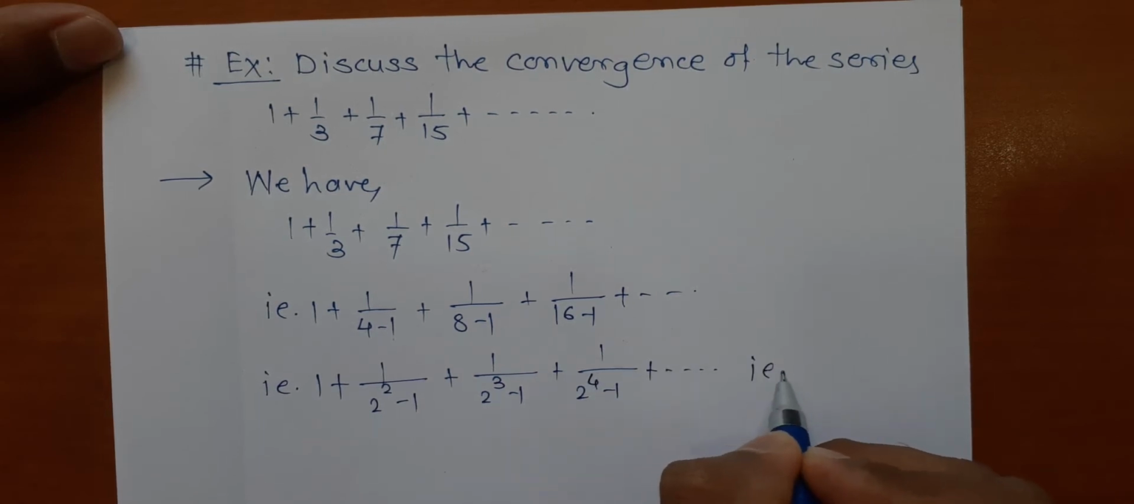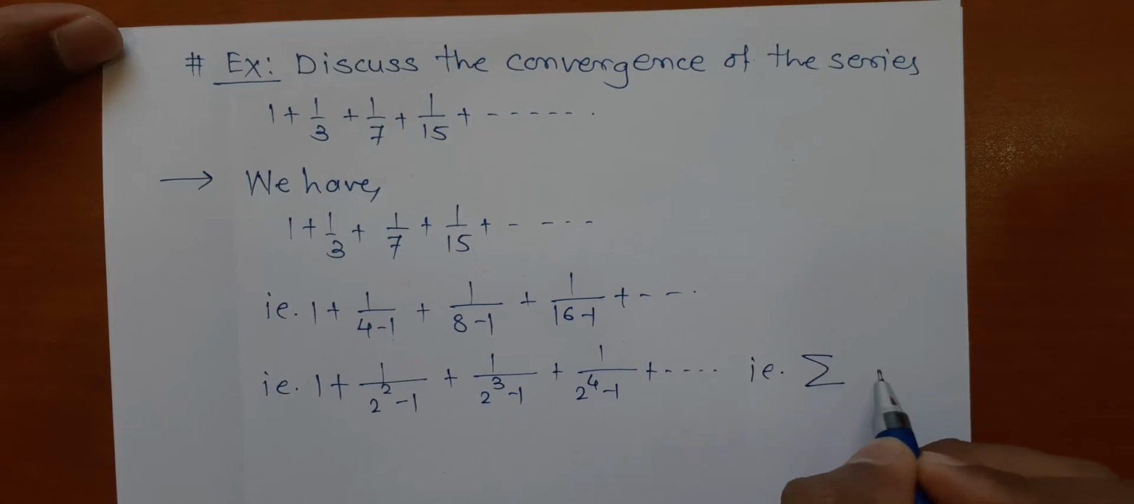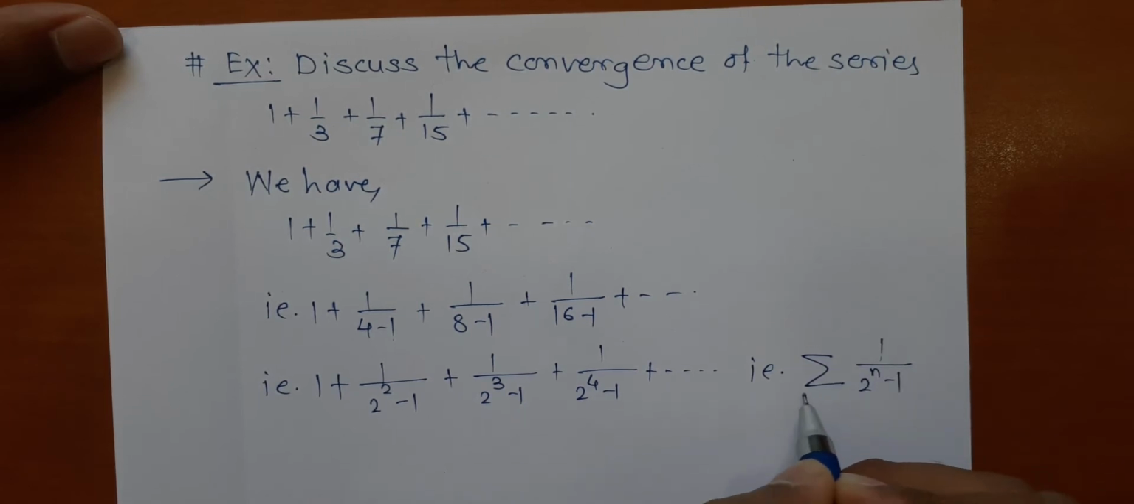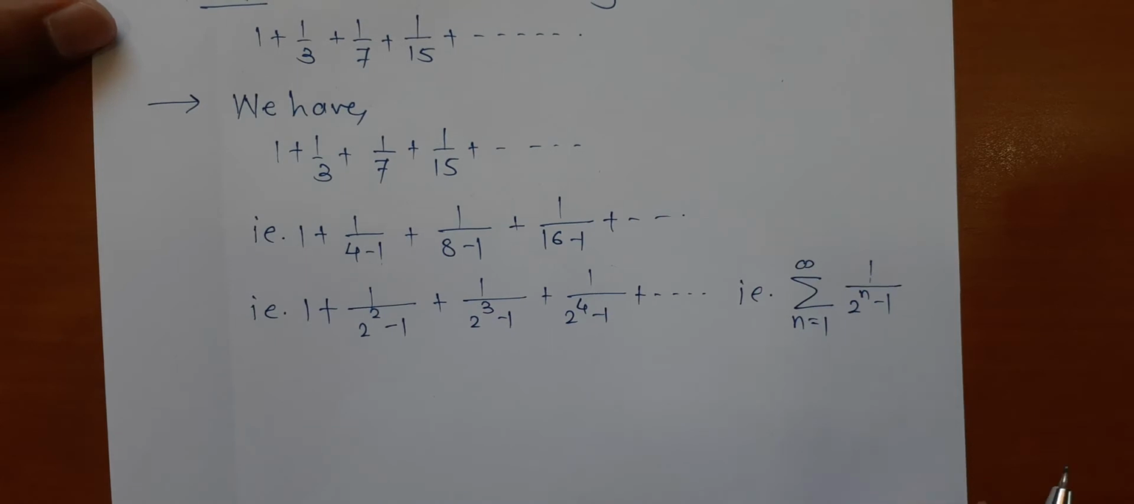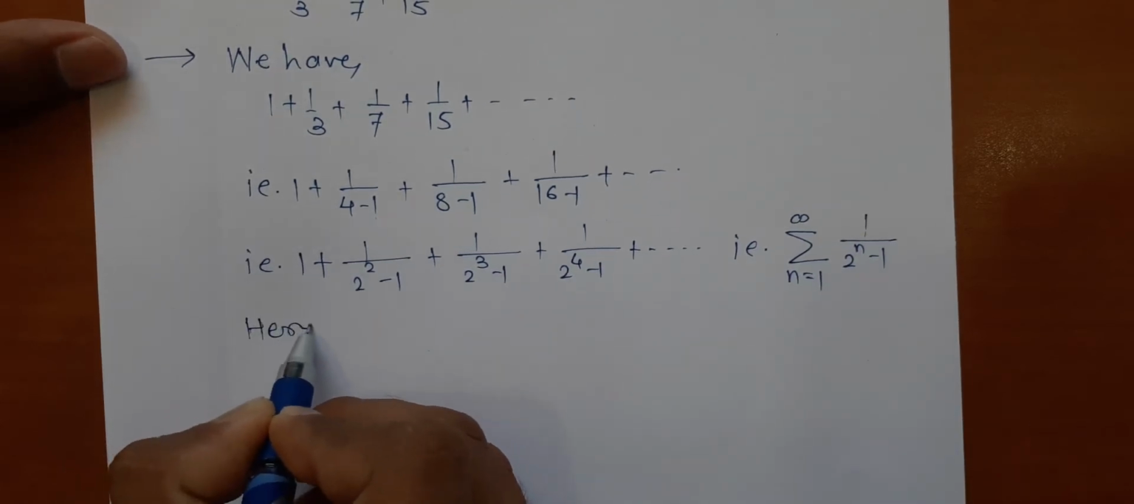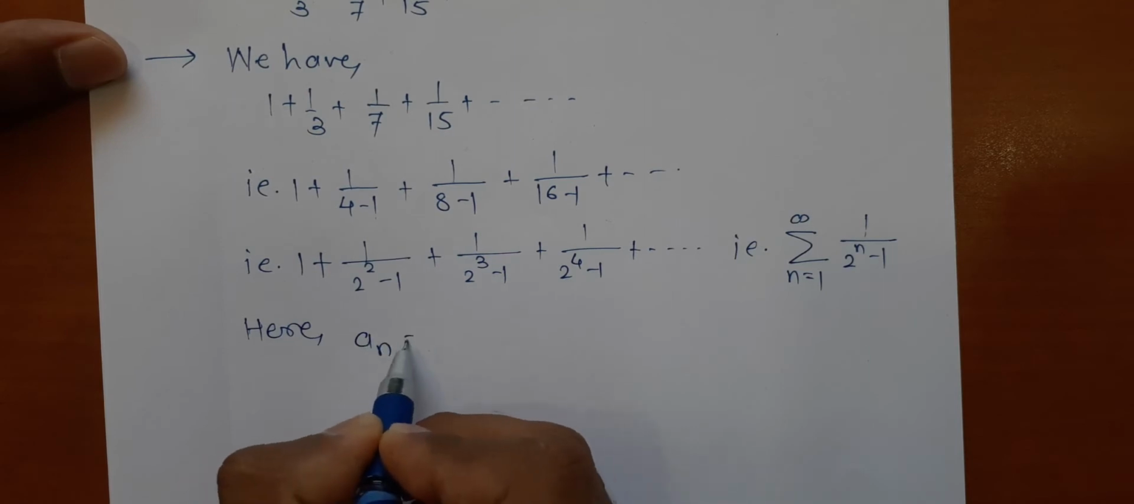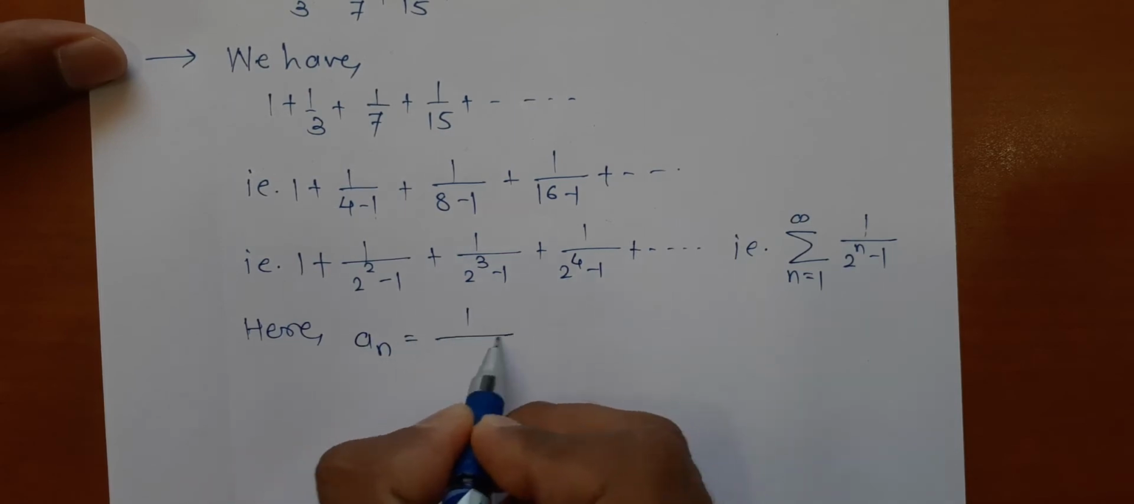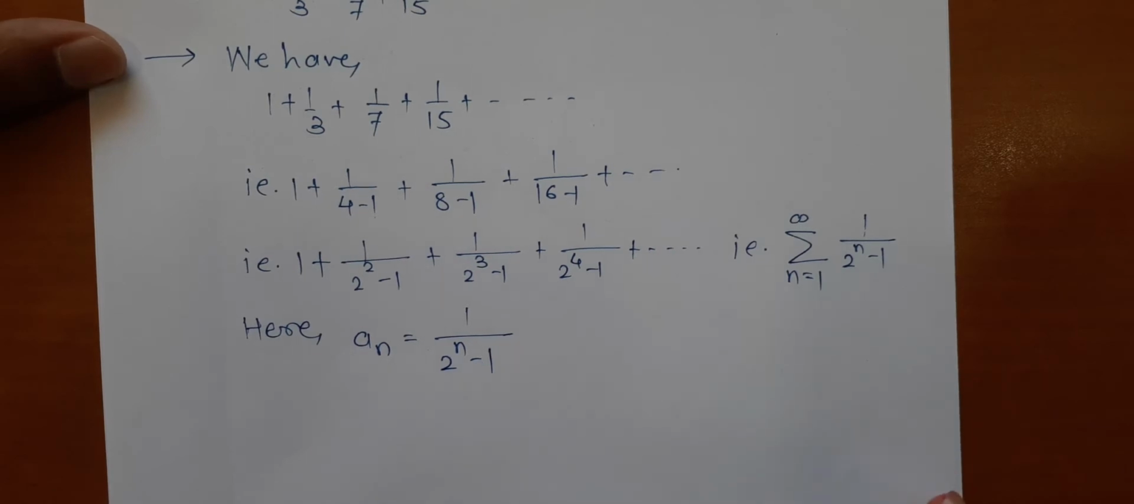That is, what is the given series? Summation 1 upon 2 raised to n minus 1, n running from 1 to infinity. This is valid for the first term also. You can check. So this is the formula we have got. This is the series we have got. Here I will mention what our a_n is. a_n means whatever is inside the summation. So this is 1 upon 2 raised to n minus 1. This is a_n.